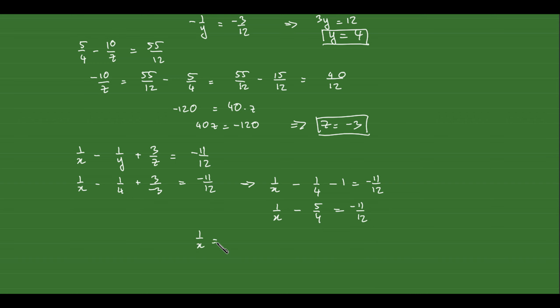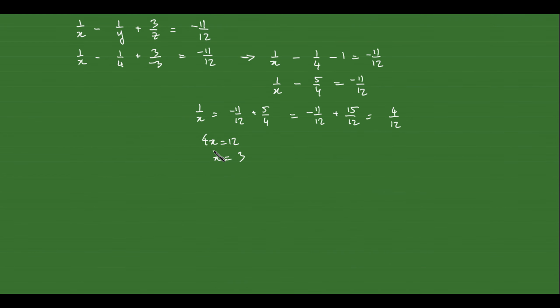So 1 over x equal to negative 11 over 12 plus 5 over 4. So multiply by 3, negative 11 over 12 plus 15 over 12, which is 4 over 12. So 4x equal to 12, so x will be equal to 3. Okay, so x equal to 3. Here you go, this time it's a nice number. So you have x equal 3, y equal 4, and z equal negative 3. That's your final answer. Does this make more sense?